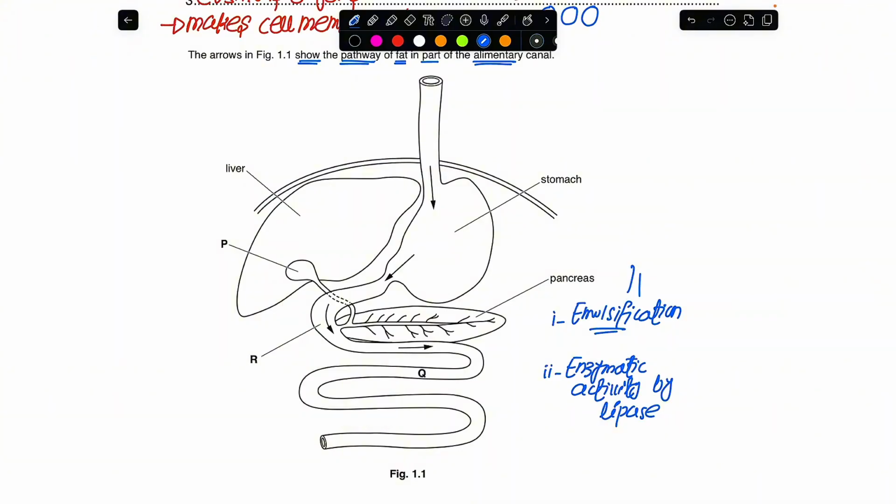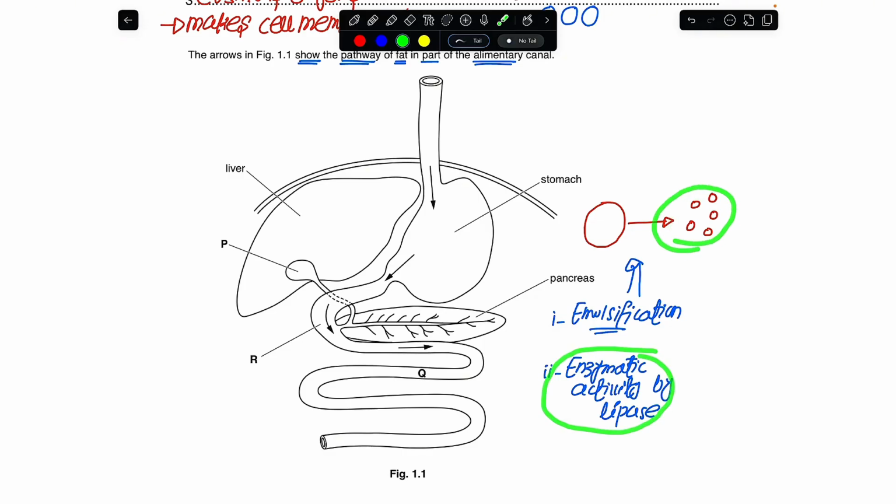Whenever emulsification is concerned, what we know is that these large, complex fat molecules, with the help of the bile salts and pigments, break down into small fat droplets or small fat molecules, and this is emulsification. When emulsification is accomplished, these small fat droplets have a greater surface area and a lower surface tension. That makes it easier for the enzymes to effectively digest these fat droplets into fatty acid and glycerol.